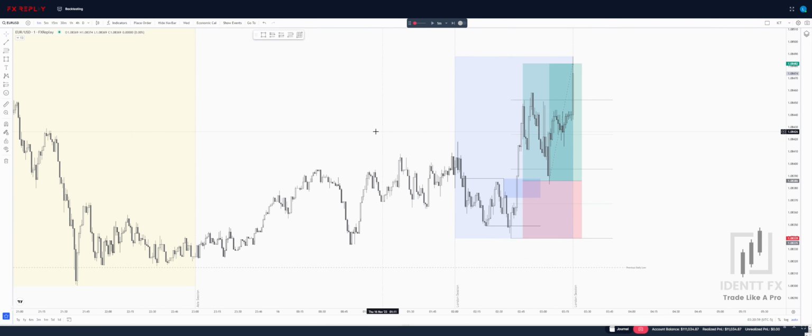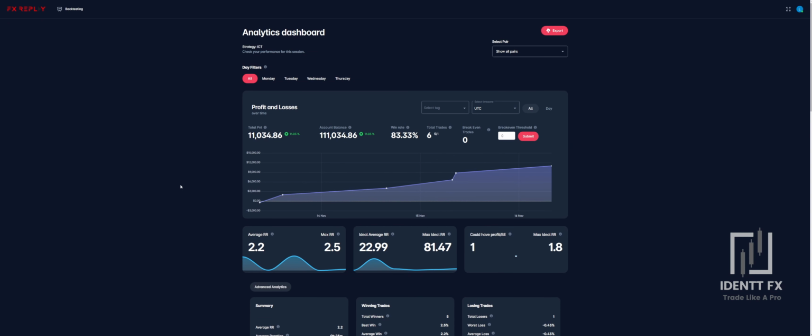All right, so this concludes our backtesting session. Let's go ahead and hop to the analytics. Alrighty, so we have arrived at the analytics page. As you can see, we have a really decent win rate again. We made 11%. Our account balance grew all the way to 111K, which is really clean. We took a total of 6 trades to make 11% to pass most prop firm challenges here.